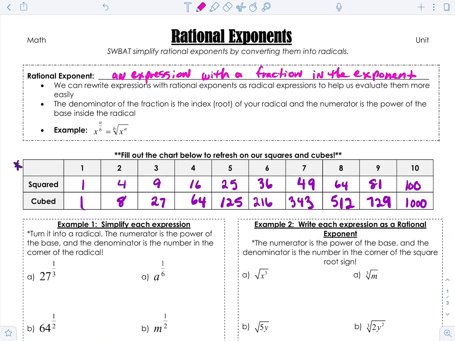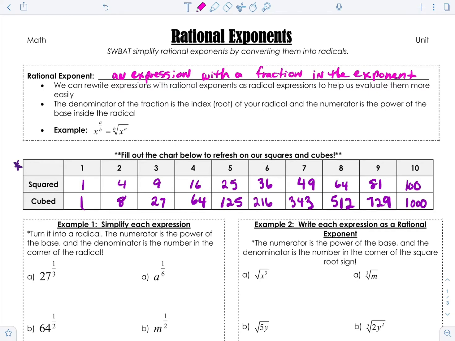We can rewrite expressions with rational exponents or fractional exponents as radical expressions, and it helps us to evaluate more easily. The denominator of the fraction in the exponent is the index of your radical, and the numerator is the power of the base inside the radical. Here's an example right here.